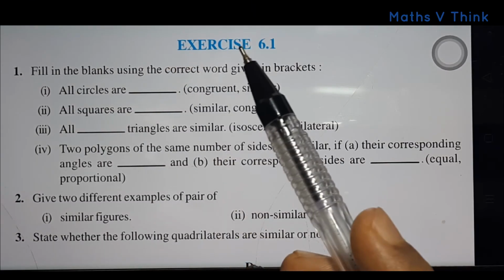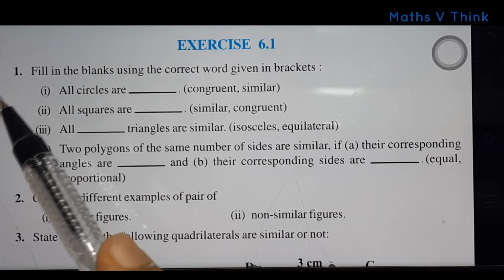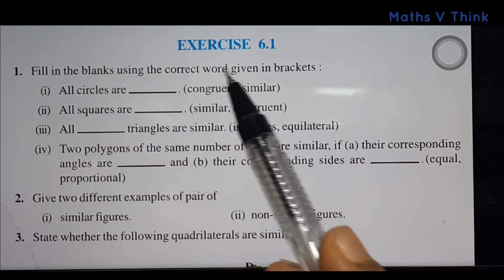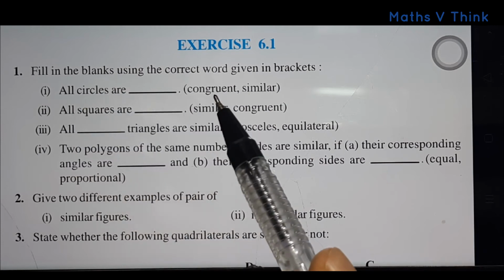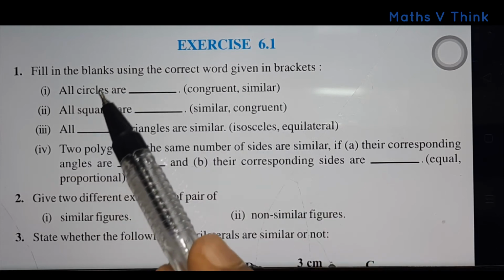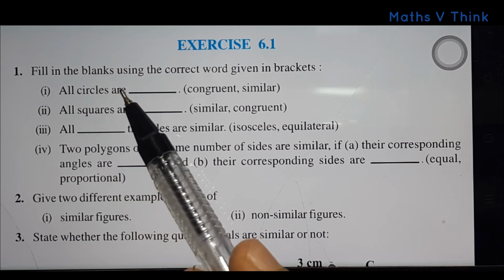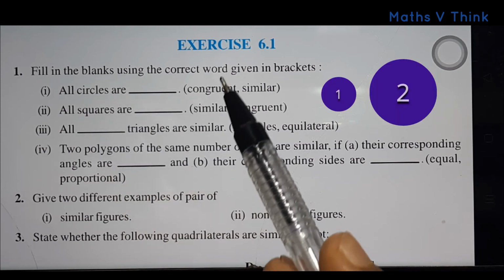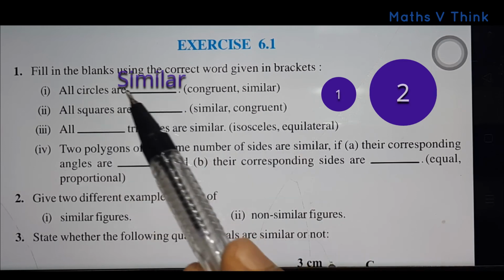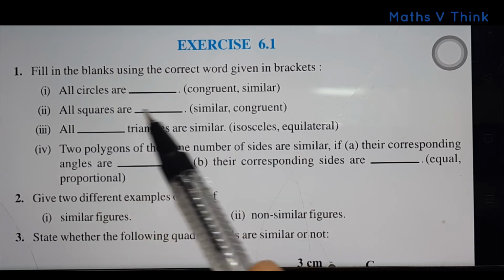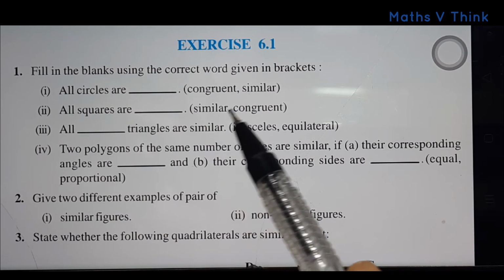Now exercise 6.1. The first question is filling the blank using the correct word given in the bracket. All circles are dash, congruent or similar. Circles can have different radii also. So they cannot be congruent, they can only be similar. So it is similar. All squares are dash, similar or congruent.